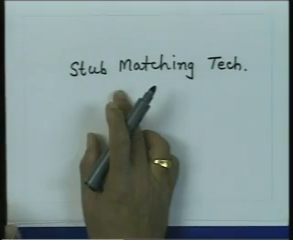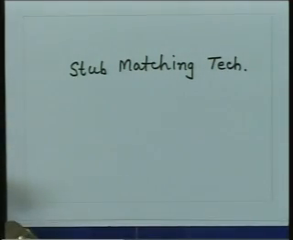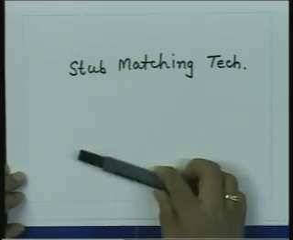Now stub is a section of a transmission line which is short circuited or open circuited, connected to the main transmission line either in series or parallel. So to the main transmission line, if I make a connection of another similar transmission line which is either open circuited or short circuited at the other end, then this appended line to the main line is what is called the stub. And by using the sections of the stub at proper location on the main transmission line, it is possible to match a complex impedance to the characteristic impedance of the line.